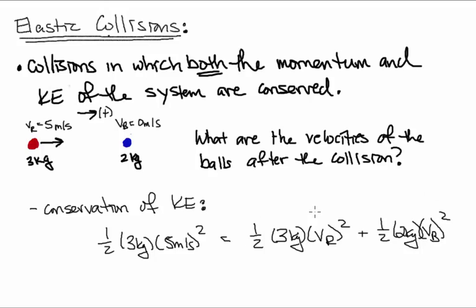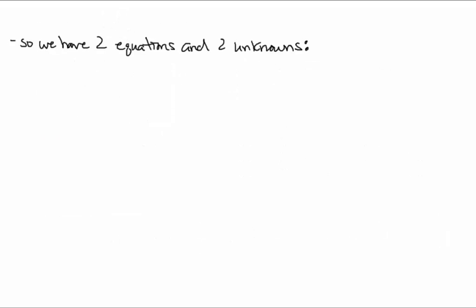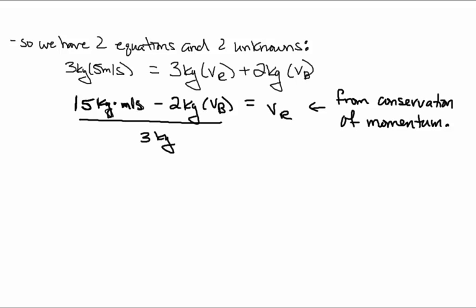Now notice, because energy is not a vector, I don't have to worry about positives or negatives for these velocities, but that will come out with the conservation of momentum. So I now have these two equations, and I'm going to need to solve them. We have two equations and two unknowns. I'm going to use the conservation of momentum equation and solve for the velocity of the red ball in terms of the velocity of the blue ball. You can do the math yourself if you want.